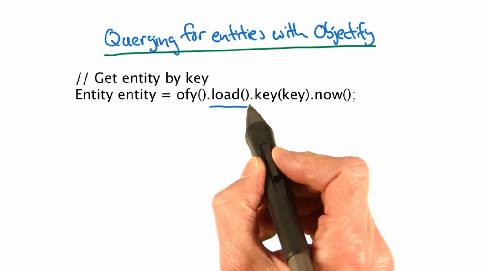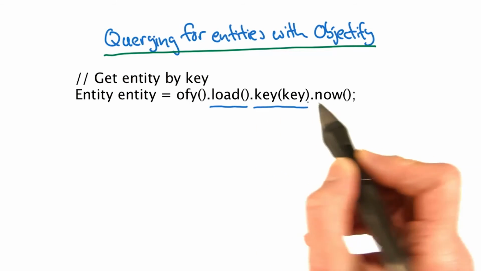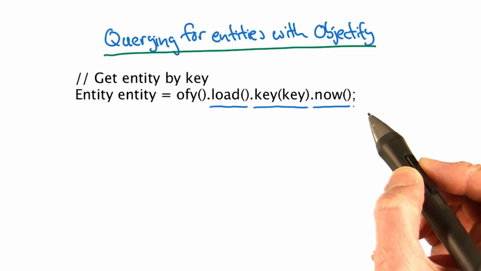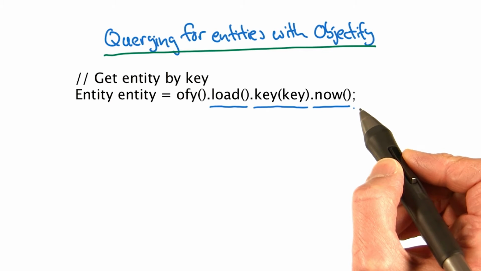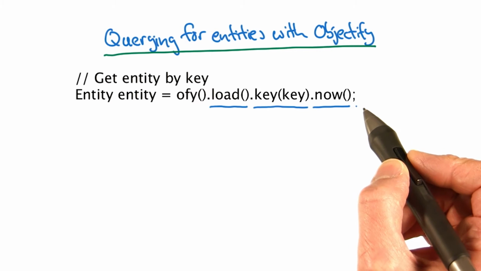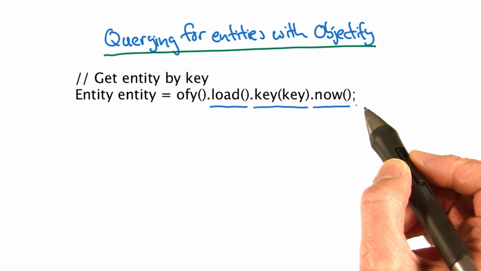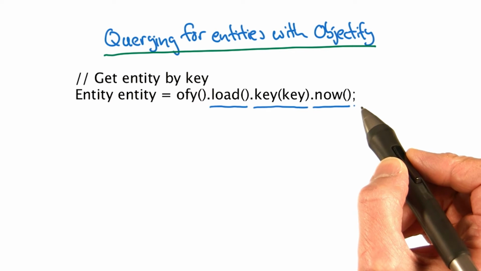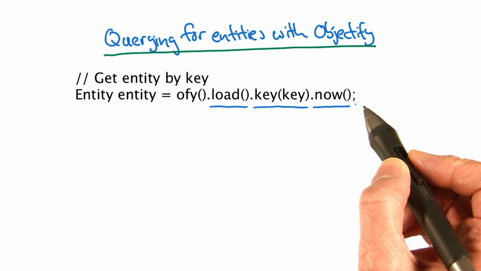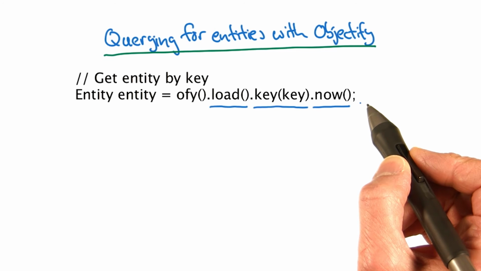Call the load method on ofy, call the key method passing the key, and then it happens right away. This works if you know the key of the entity that you want to get, but for conferences we don't know what the key is because we let App Engine create the key for us with an auto-allocated ID. So we actually don't know what the keys are for the conferences. But actually it turns out that doesn't matter. We're just going to query for them.